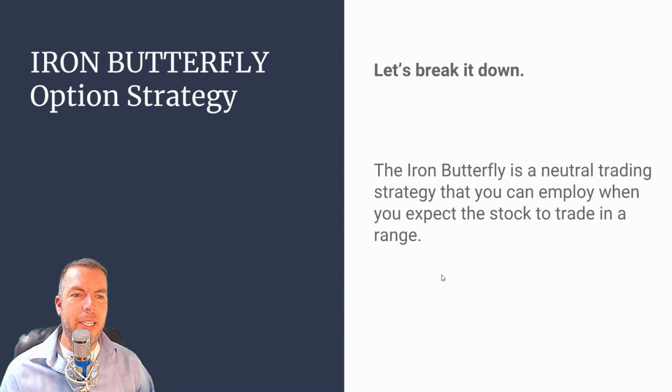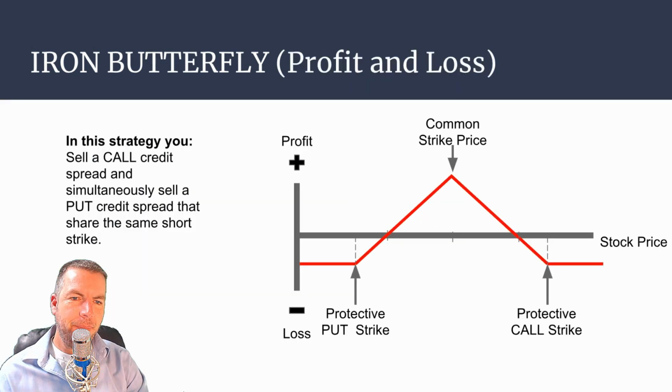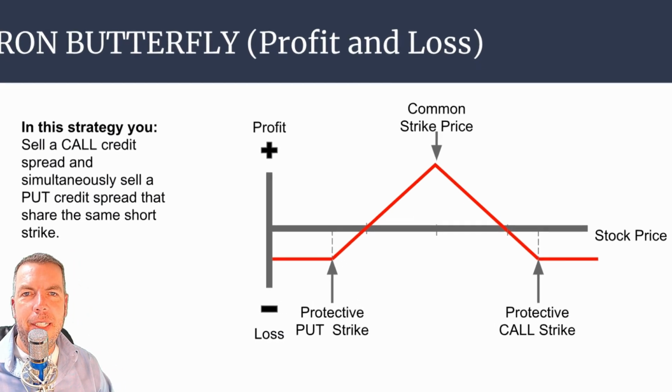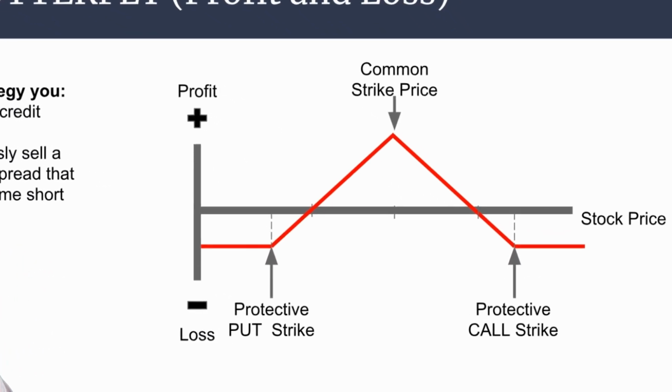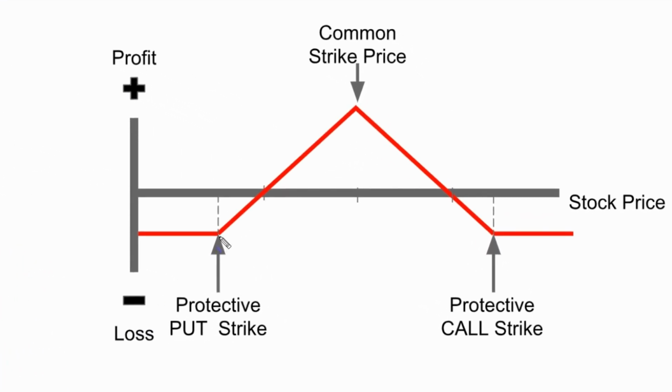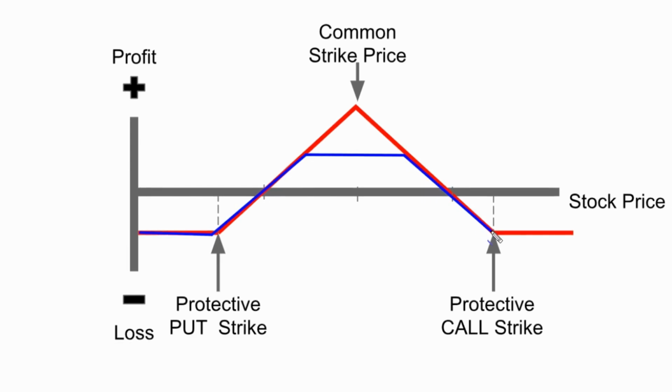So the iron butterfly is a neutral trading strategy that you can employ when you expect the stock to trade in a range. So if you've ever seen a profit and loss diagram of an iron condor, it's going to look something similar to this right here. It's going to be more flat along that top part there, and our range of profit is going to be a little bit wider here.